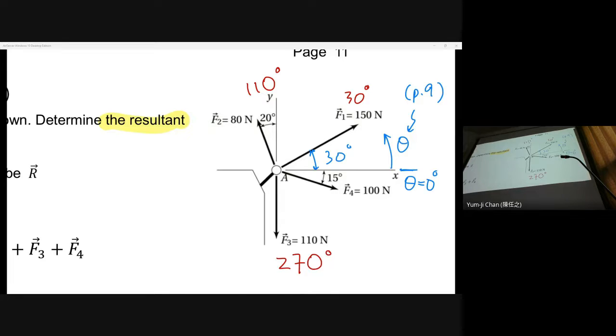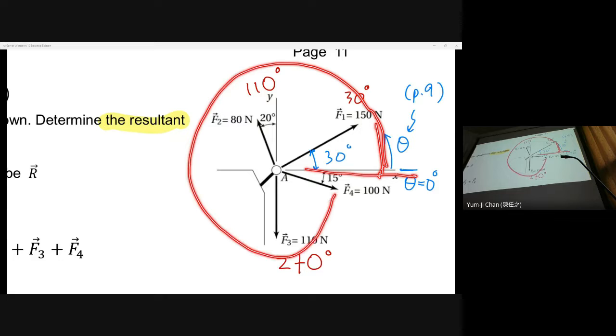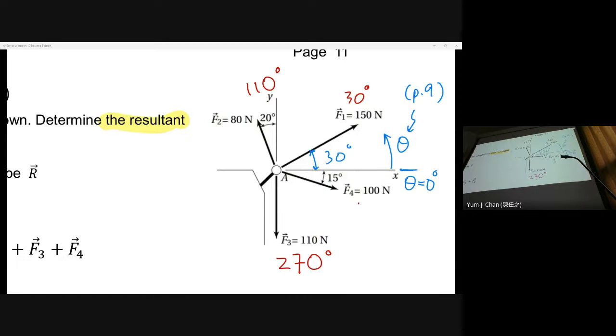And then for the last one, for F4, the book gives 15 degrees here, so it is easy to think, oh, it should be 15 degrees. No, we should always go up from the x-axis, go all the way to here. So this one is 345 degrees. It's okay.